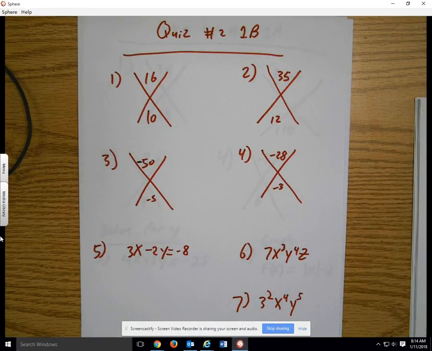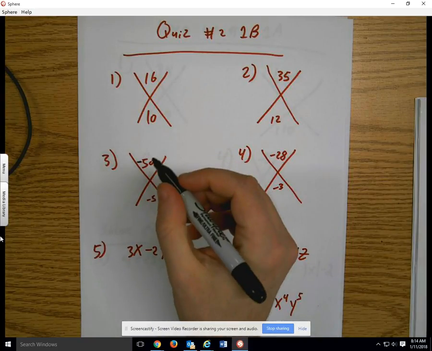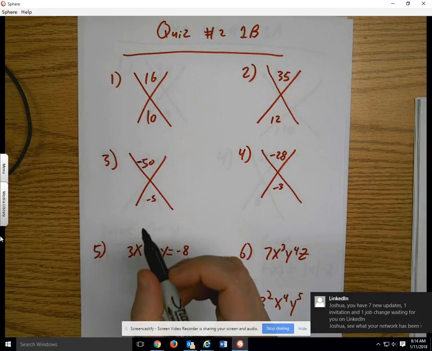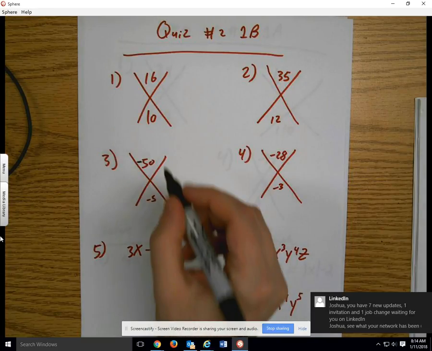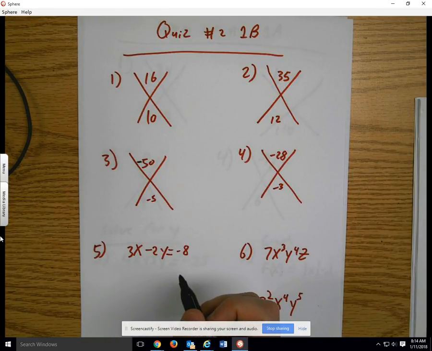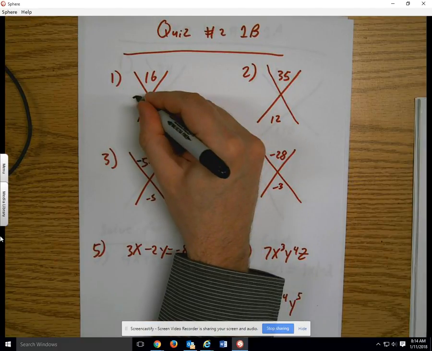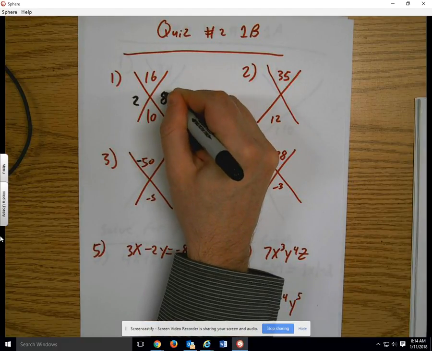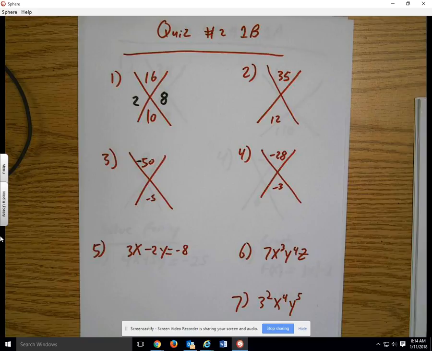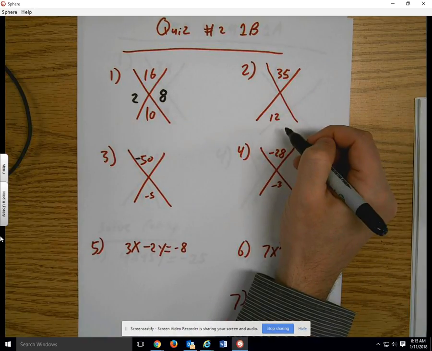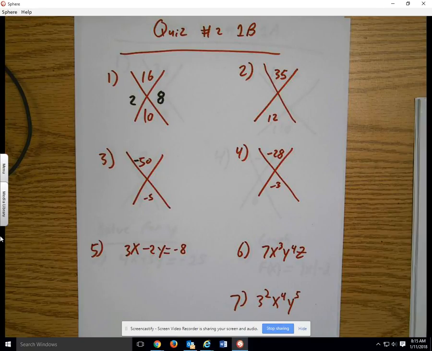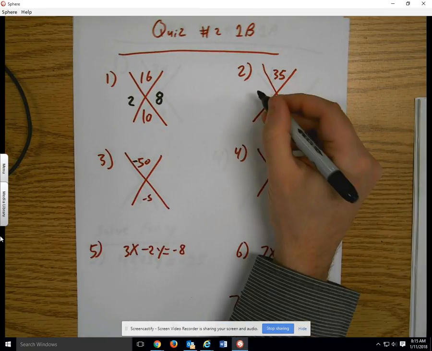Okay, so question number 1. Can anyone in the room say the answer for question number 1? What multiplies to 16 but adds up to 10? Yeah, good job, man. 2 and 8. Good. What multiplies to 35 but adds up to 12? 7 and 5. You said it so fast.